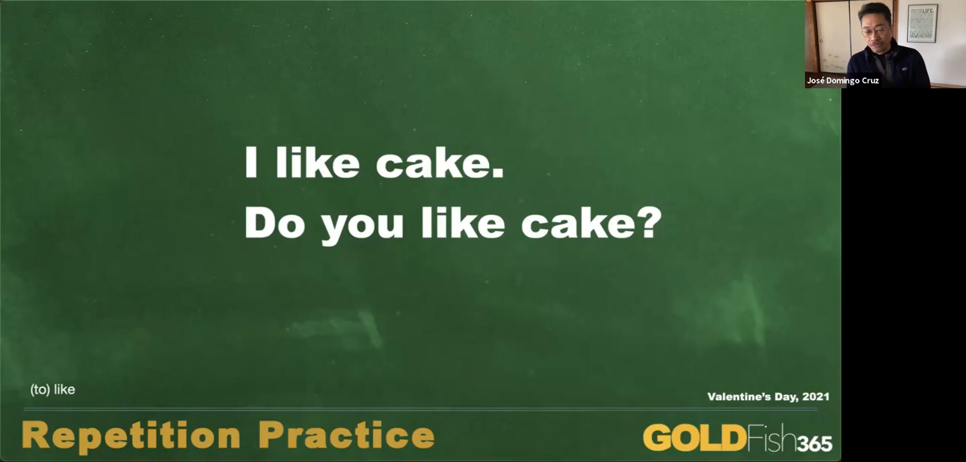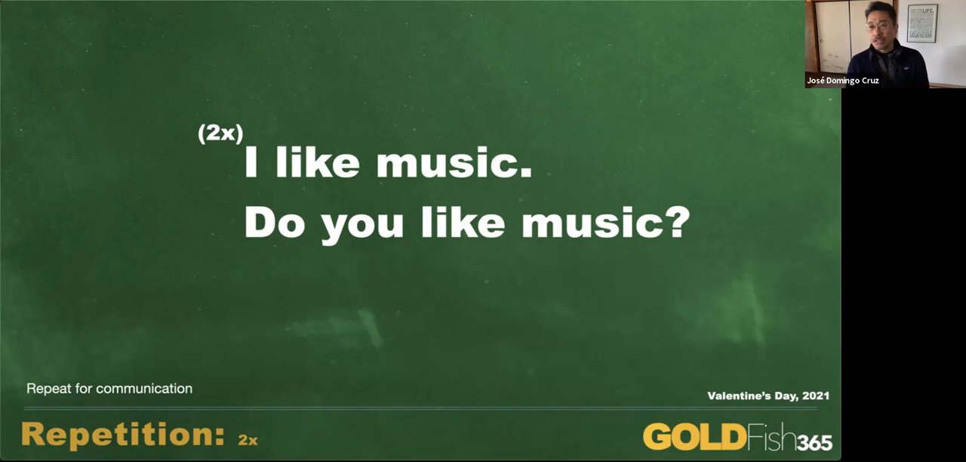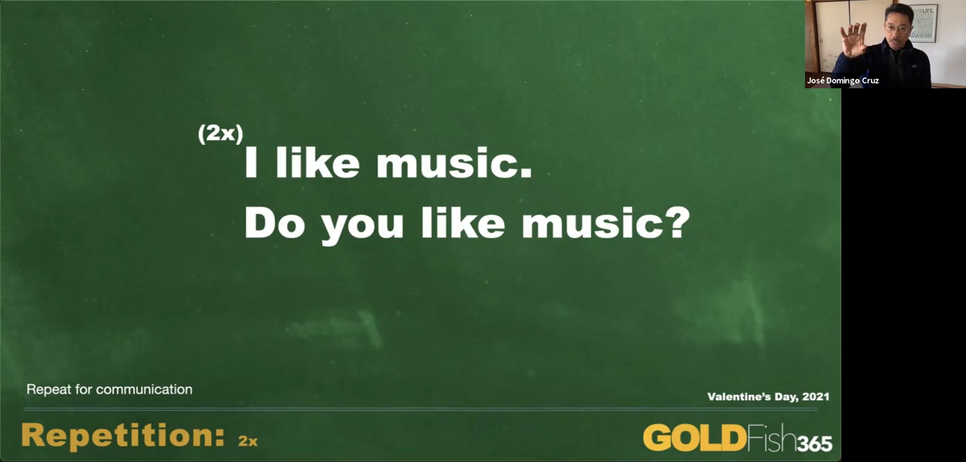Now, you can also use an object like music. It doesn't really matter, but through this sequence, it would be the same. I'm just showing you, it doesn't really have to be cake. It can be, I like cake, I like sports. I like cake, it can be turned into I like spaghetti. Doesn't really matter, right? But you take that first answer and you repeat it. And it comes out to, I like music. I like music. Do you like music? So the answer is said twice, and the question is still only said once.